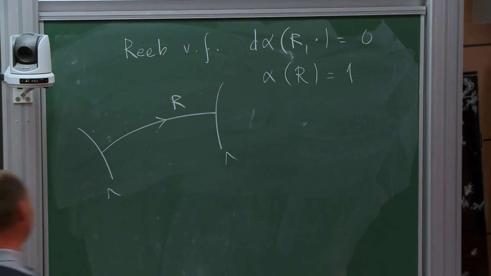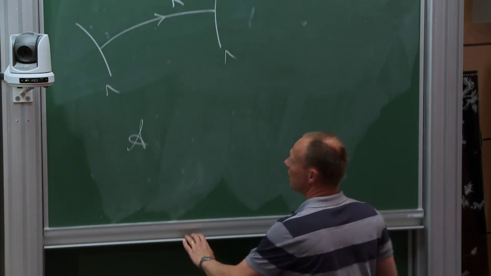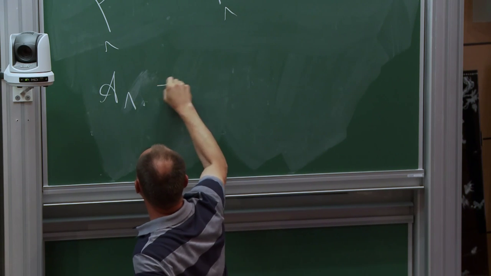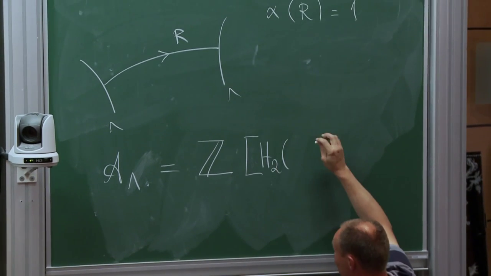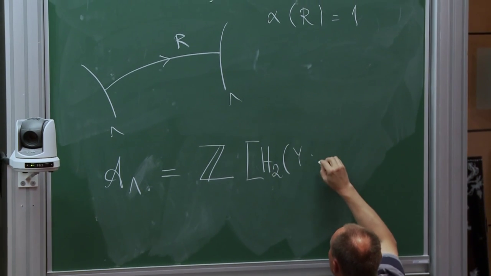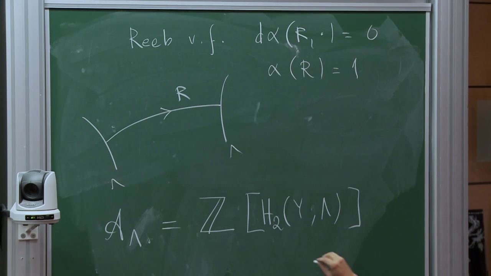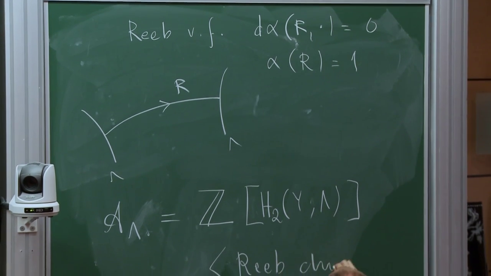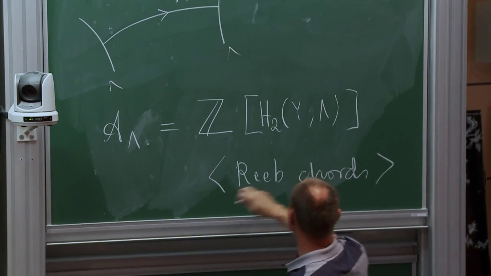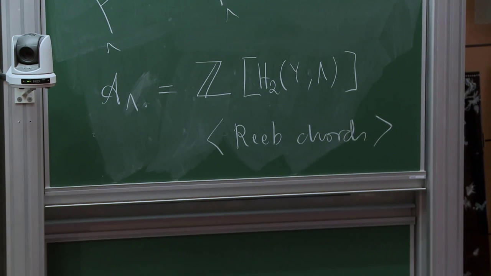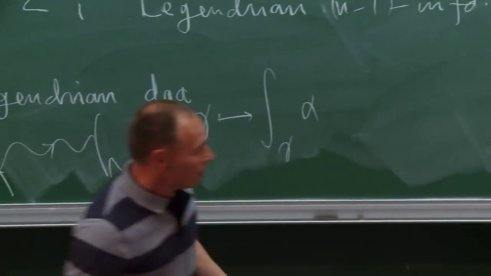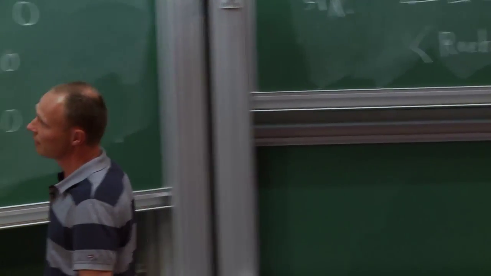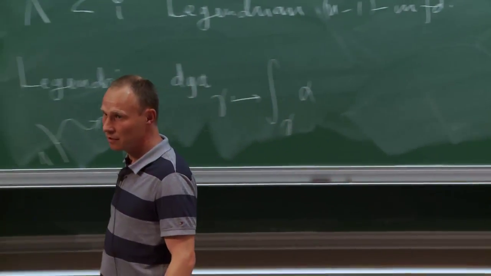And the algebra itself, A of lambda, will be the following. It will be an algebra over the group ring of the second homology of Y relative lambda, generated by Reeb chords. This is a unital algebra generated by Reeb chords, and this algebra is not commutative in any way. So Reeb chord a times Reeb chord b is not Reeb chord b times Reeb chord a. It's just like that. These H2(Y, lambda) classes, they commute with the Reeb chords.